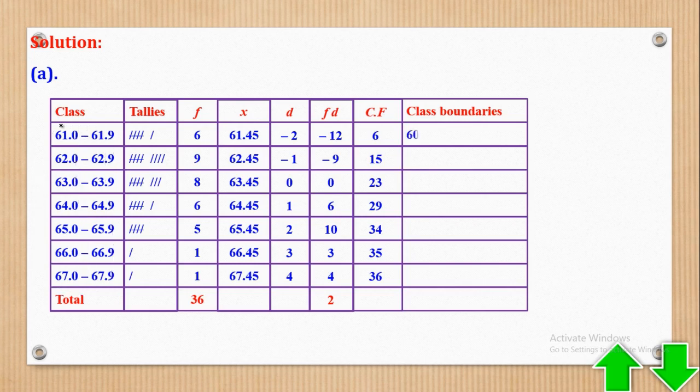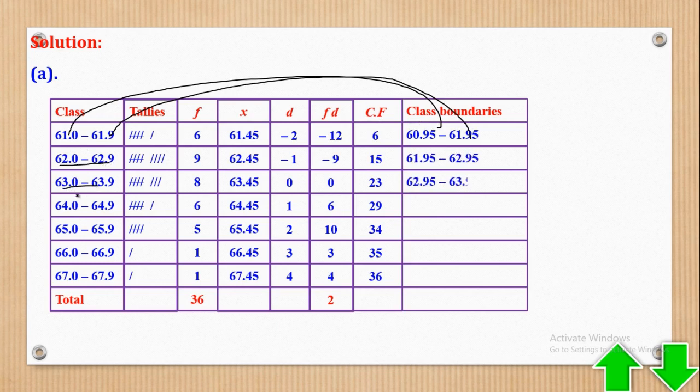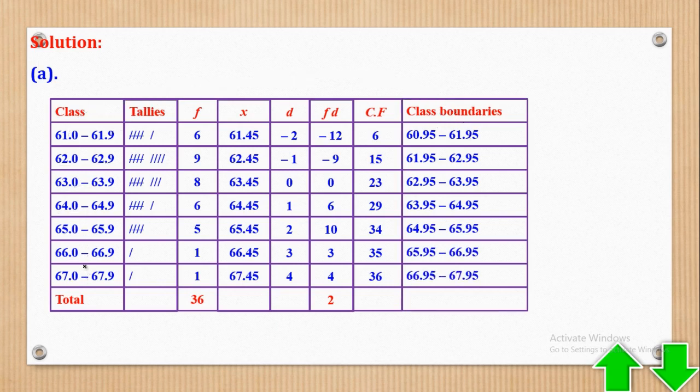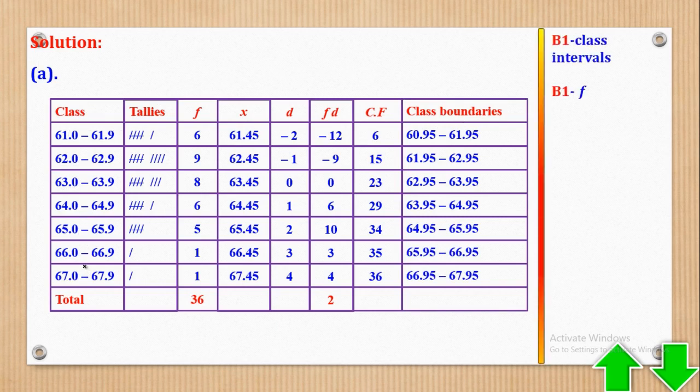So when you do that, you shall come up with that. Here, this minus 0.05 gives you that, and this plus 0.05 gives you that. When you do the same for this second class, you shall come up with that. For this third class, you shall come up with that. Fourth class, you shall come up with that. Fifth class, we shall come up with that. Sixth, and lastly, we shall come up with that. So now we have filled the table which will be used to answer the questions.